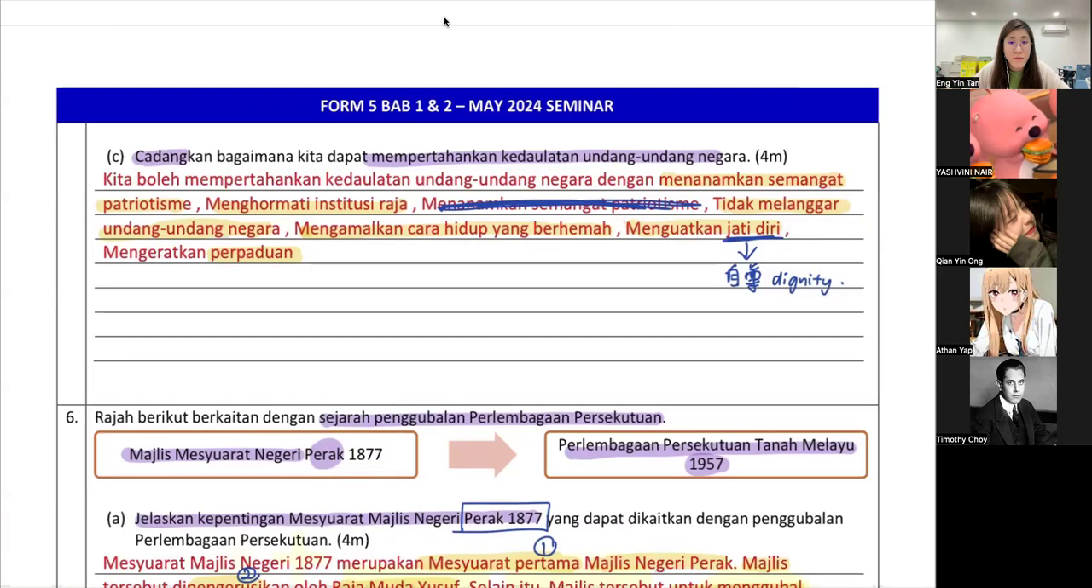Clear? So far, so good. The rest of you following? Clear? No need to copy first, but you can screenshot. So right now, question number 6, screenshot first.